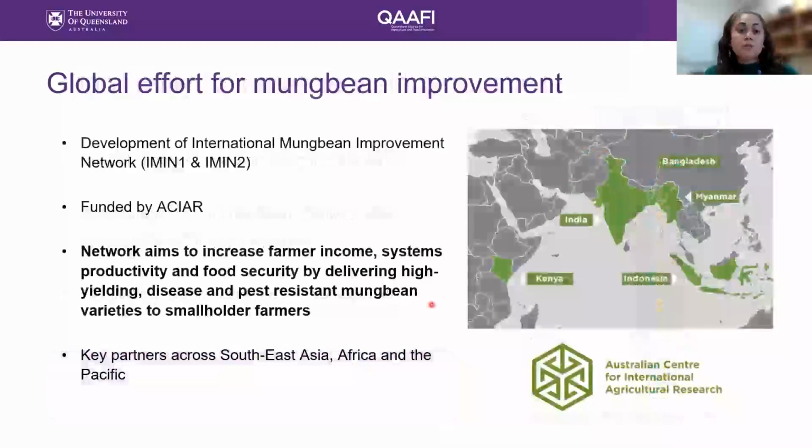And although mungbean is the new kid on the block compared to the other legumes, there has been a really massive global effort for mungbean improvement. So not only in Australia, where we have a really great mungbean improvement program at DAF, but there's also been investment by ACIAR for an international mungbean improvement network. The aim of this network is to increase farmers' income, systems productivity, and food security by delivering high-yielding, disease and pest-resistant mungbean varieties to smallholder farmers. You can see in this image that there are a lot of partners across Asia as well as Africa, and Australia is also a part of this network.